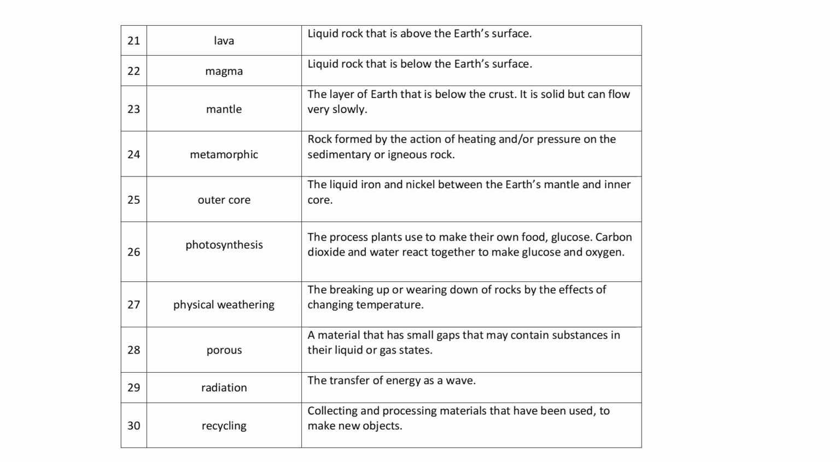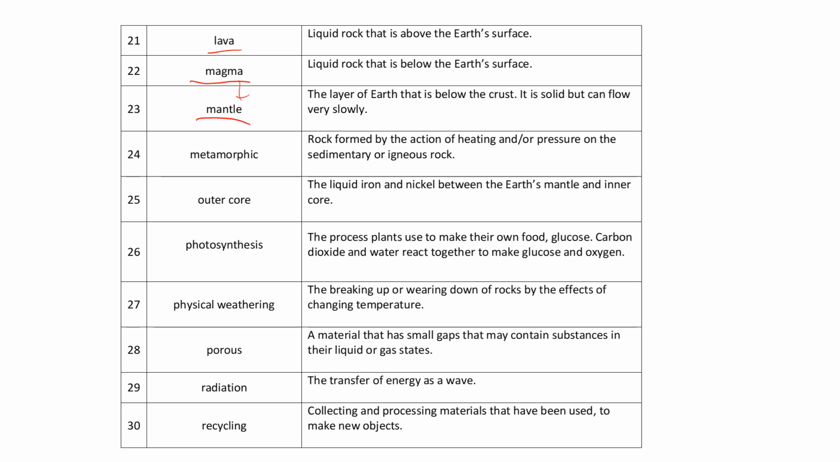Liquid rock that is above the Earth's surface. So they're the ones that you see on the TV, lava. Liquid rock that is below the Earth's surface. Right, you can't see that, but we know it's there, magma. The layer of Earth that is below the crust, it is solid but can flow very slowly. I suppose that's a bit like your magma, that's the mantle.